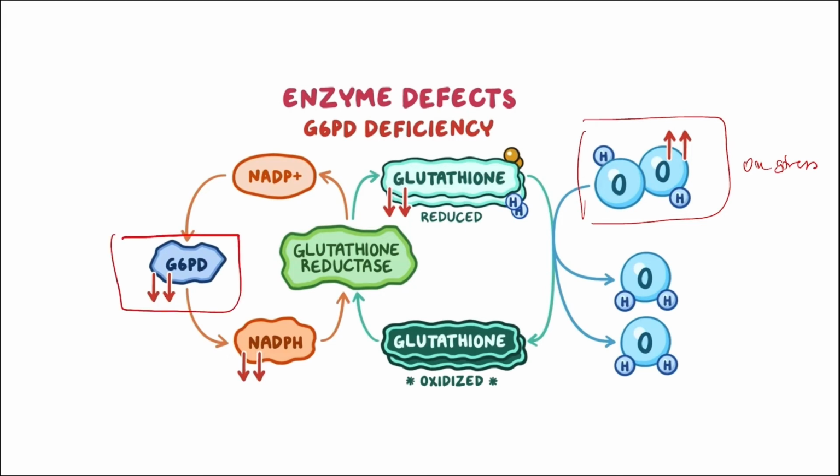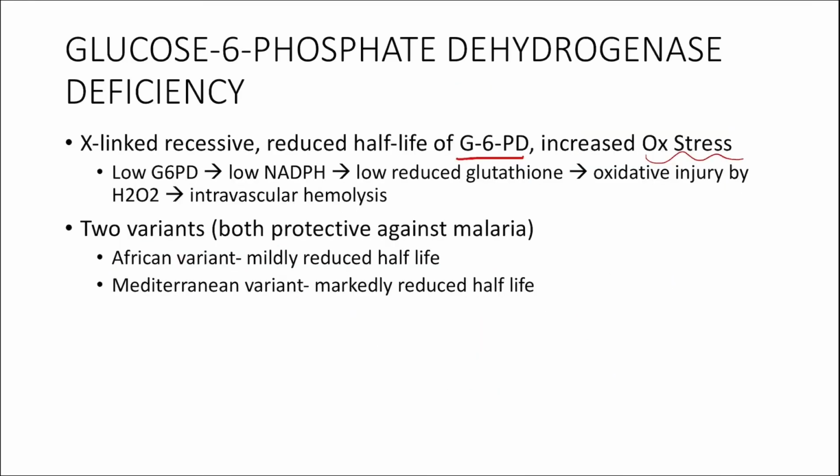If you have reduced G6PD, you then have reduced glutathione reductase, which means that you won't be able to recycle glutathione, and therefore you'd increase the amount of H2O2, increasing the amount of oxidative stress, and that's how you would have the disease. So low G6PD, low NADPH, low reduced glutathione, and therefore you'd have oxidative injury by H2O2 and intravascular hemolysis. You have two variants, and both of these seem to be protective against malaria.